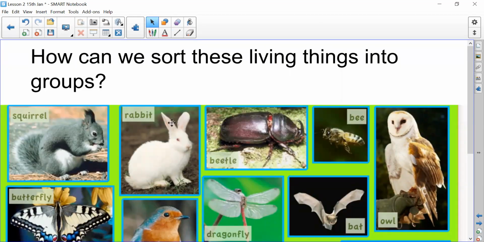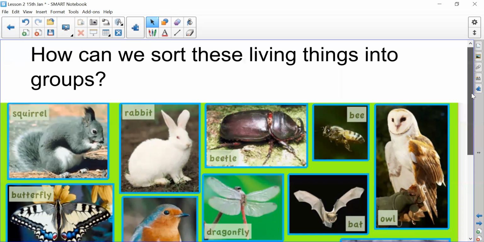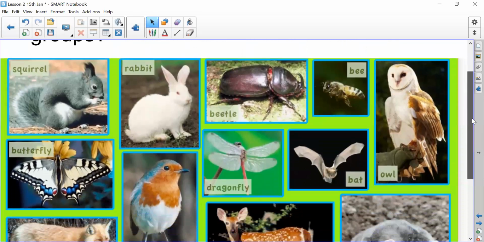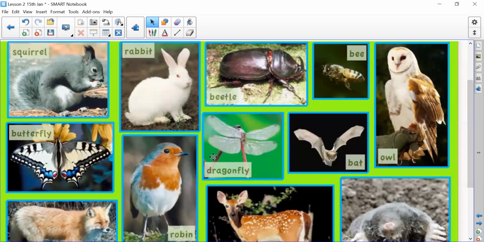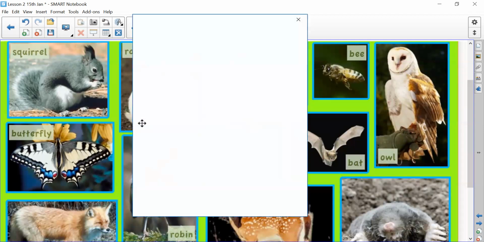Okay, so how do you think we could sort these living things into groups? If you had two big hoops, as we get older, we join those and we call them a Venn diagram. How could we do it? Have a little think. Look at the animals, describe them. What has this robin got that this rabbit does not have? We have two pointy ears. We have a beak. Does this rabbit have a beak? No. So perhaps we could start by sorting that.